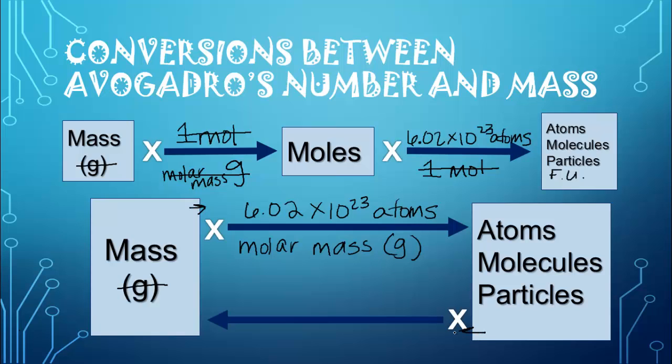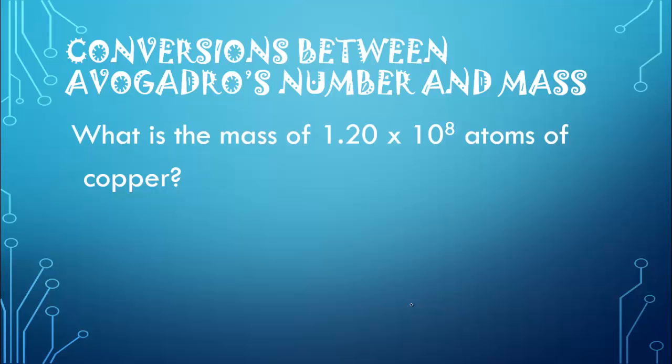If we're going the other way, again, getting rid of that, we flip our ratio so that we have 6.02 times 10 to the 23rd atoms on bottom and the molar mass in grams on top. Since we are using molar mass, again, the substance is going to matter. You will need your periodic table out. Let's look at some examples.